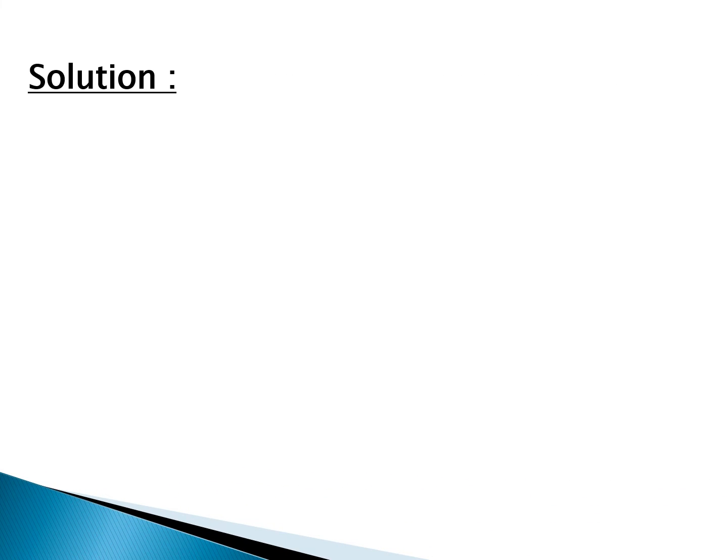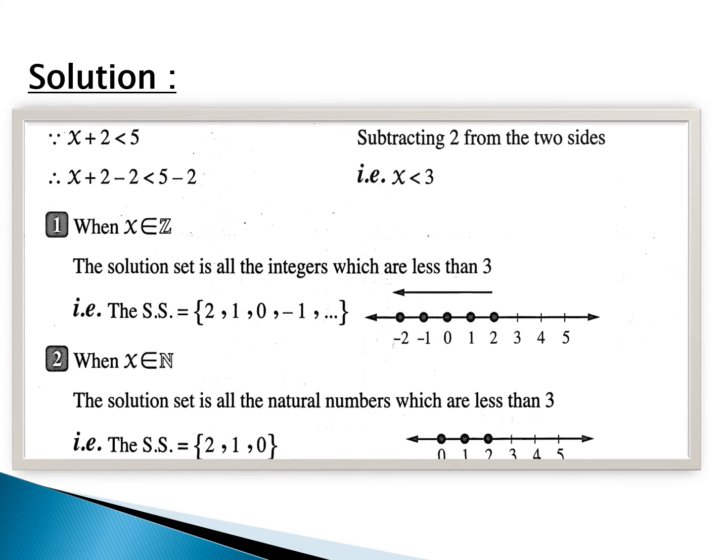To solve this inequality, in the first case, we have x plus 2 is less than 5, by subtracting 2 from both sides. So we have x plus 2 minus 2 less than 5 minus 2. So x is less than 5 minus 2, which is 3. x is less than 3.